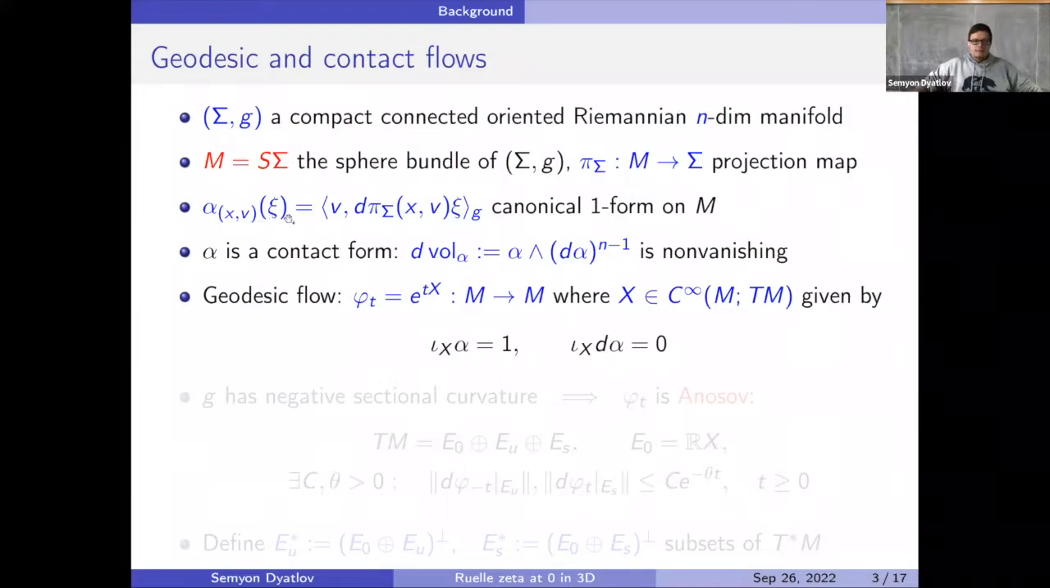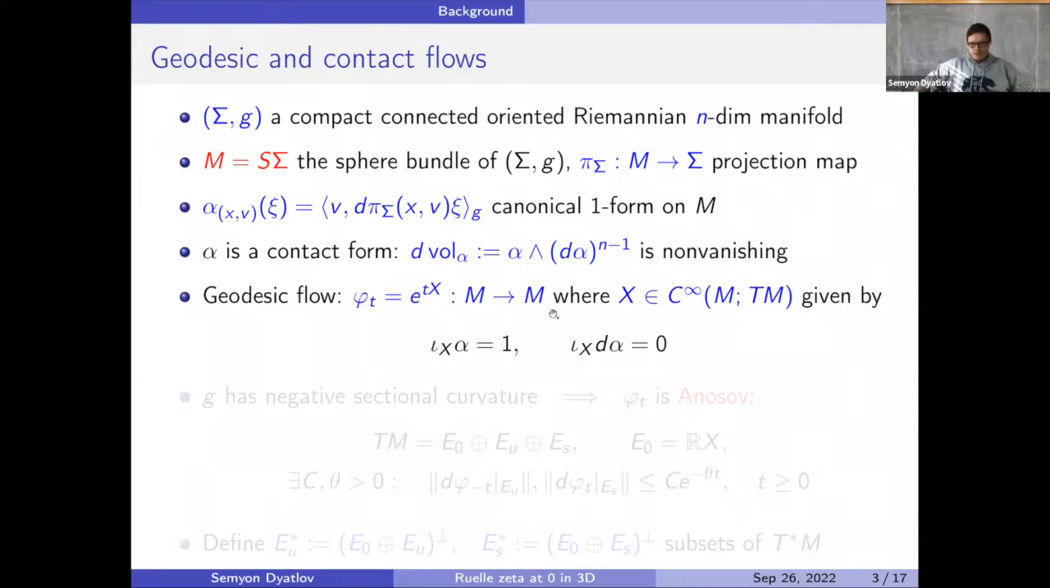And then this geodesic flow is actually a contact flow. So you can define a canonical contact one form on the sphere bundle. It's done here. It's the only one form you could define, basically, if you have just the Riemannian metric. And then, well, it's a contact form.